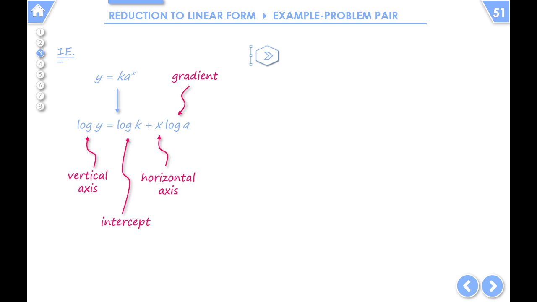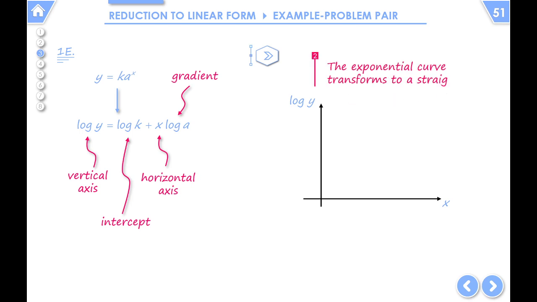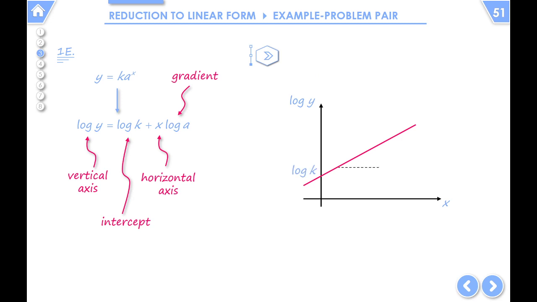Well, we can now plot a straight line graph to represent our data. What we're going to do is, instead of plotting y against x, we're going to plot log y against x. And if we do that with the original data that we've got, and an exponential model is the right fit, we will find that our data gives us a straight line. And then with that straight line, by finding the gradient and the intercept, we can actually find out the equation of the exponential curve. We can find the values of k and a.